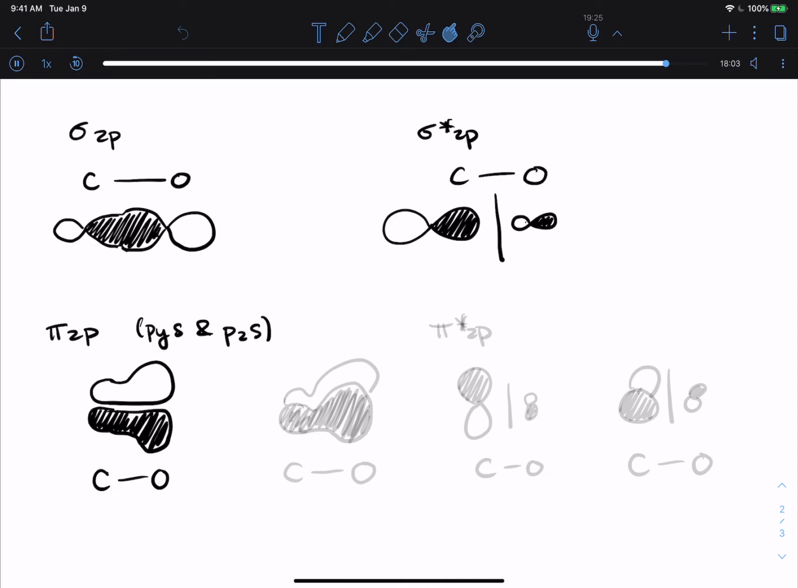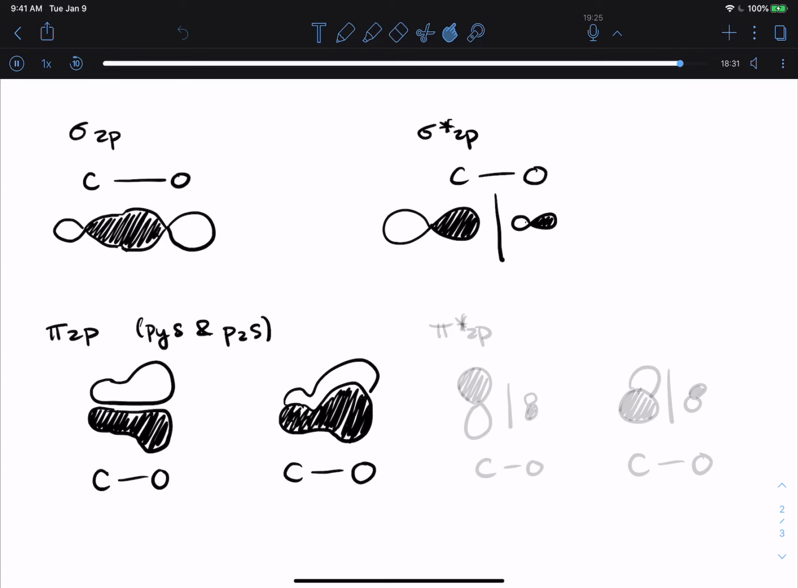For the pz's, still carbon on the left, oxygen on the right. Now it's like a lobe pointing out toward us, bigger on the oxygen side, and a lobe pointing in the back, bigger on the oxygen side. Shaded to show constructive interference.